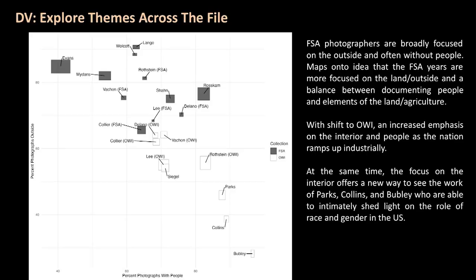So we broadly see that this maps onto some of the expectations, but we see photographers who start to disrupt that way of seeing from the government. They choose a different path than they were told to go. And they were able to document parts of American life that were not always what government officials were hoping to have documented. Another was to look at photographer style.